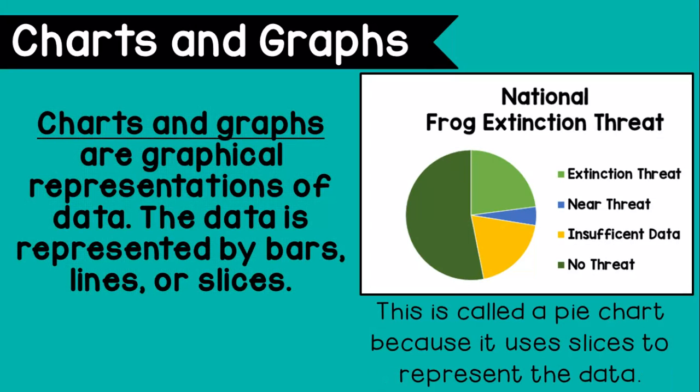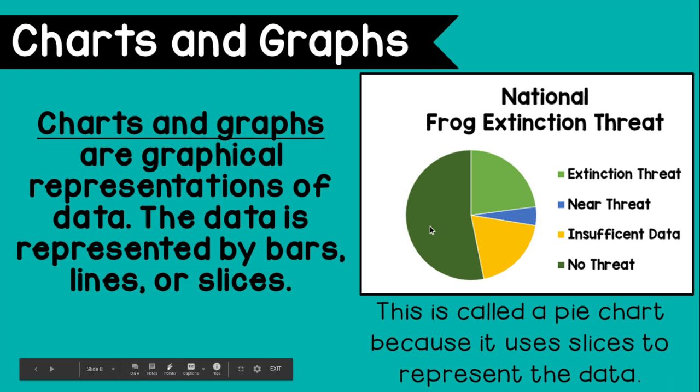So here we're talking about the national frog extinction threat. And we know the light green is the extinction, blue is near threat, insufficient data is yellow, and no threat is this dark green. Well, we can just read this and we can see maybe in the actual paragraph it talks that over 50% is no threat. But it's nice for us to be able to compare these numbers side by side in this graph. Sometimes it just lets us get a better idea of the numbers that we're working with and how they actually compare with each other.